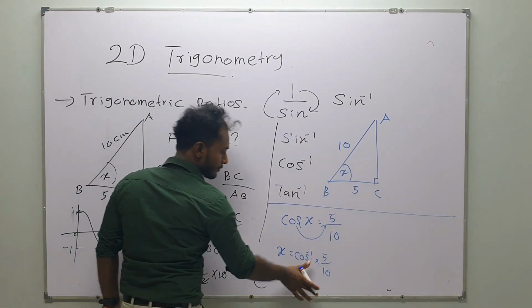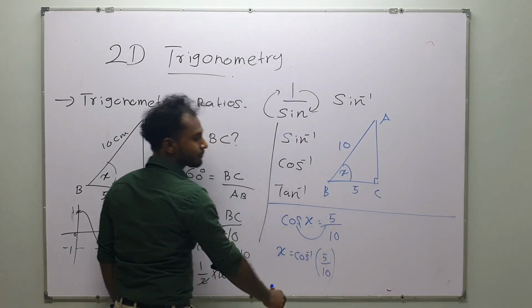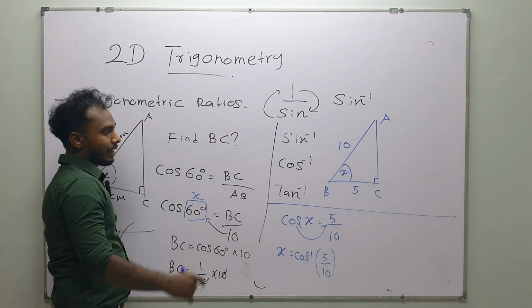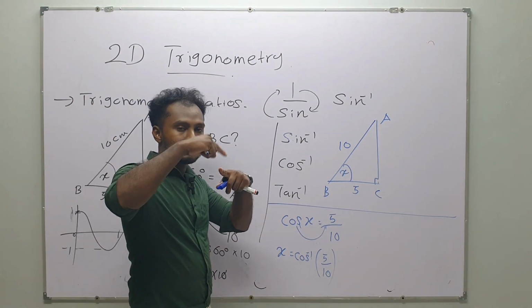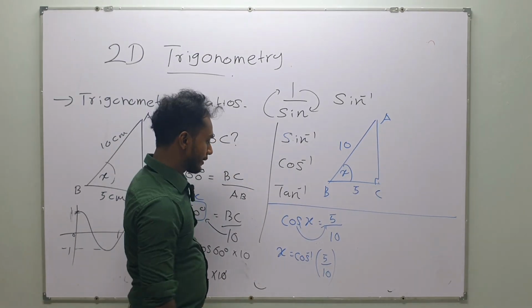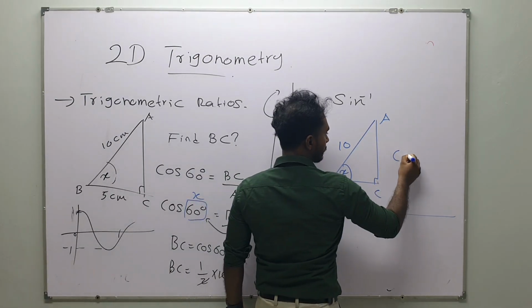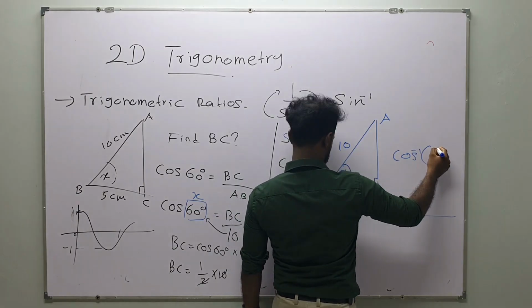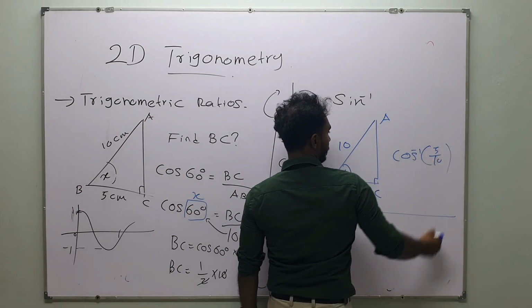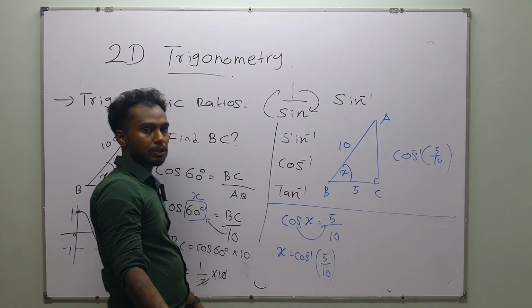So this is what we have, and we write it directly like cos inverse of this. The usual dot is a multiplication like this. Right? In your calculator, use shift and the cos inverse you have above the cos button. Then what you have to do? Press the cos inverse, put 5 over 10. Then 5 over 10 means nothing but 0.5.